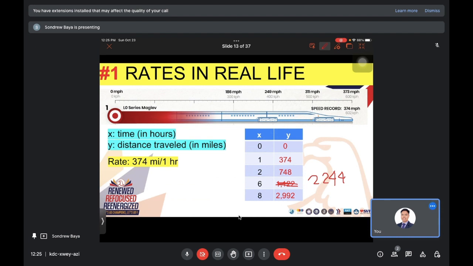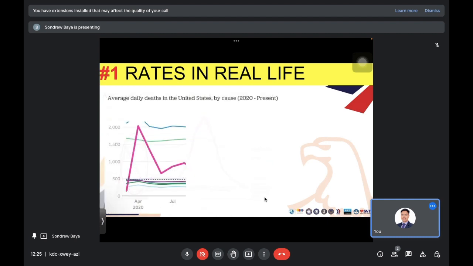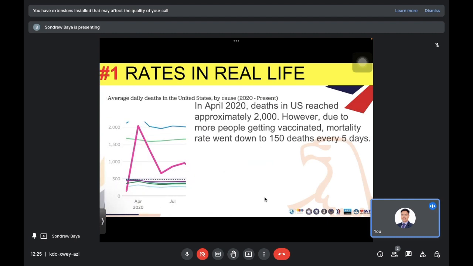All right. So this is the use of rates to determine how y changes every time you change the x. Let's have another example. Let's say we look into the average daily deaths in the United States by cause from 2020 up until present time. So let's focus on the reason which is COVID 19, the pink one, respiratory reasons, COVID 19. To be more specific, I'll focus on this particular area. Now, in April 2020, deaths in the US reached approximately 2,000.